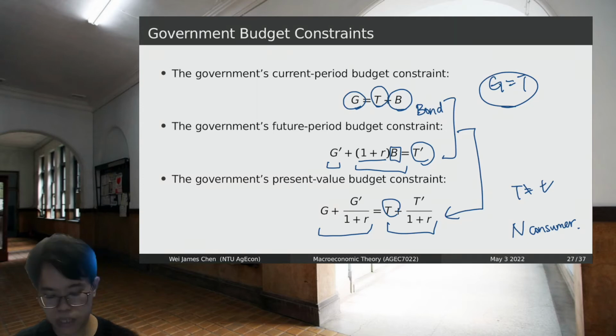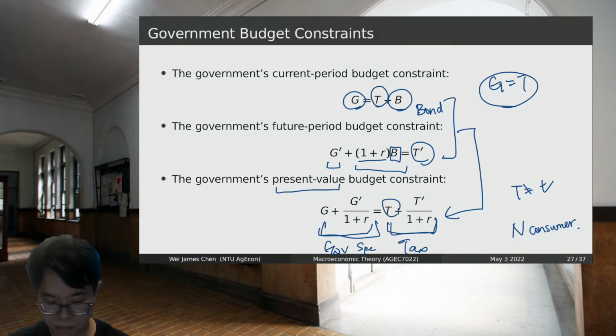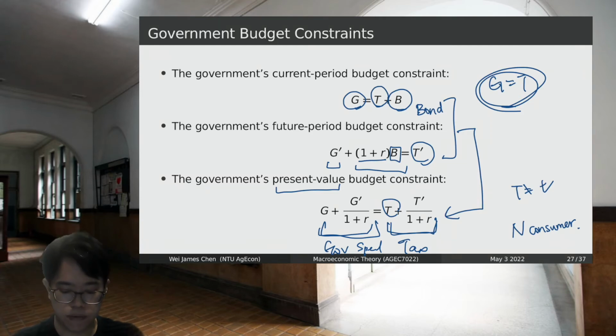So we say that this is a present value budget constraint because everything here is a present value: tax and present value government spending. This is actually very similar to the old G equals T, right? It's just not one period. It's 2 periods, so you need to do a present value deduction.